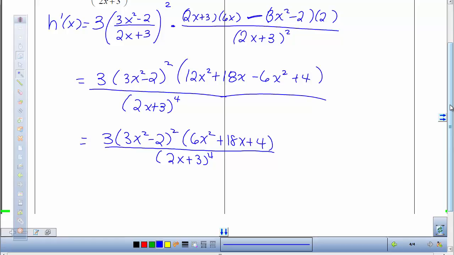We can stop at this point. It really just depends on what the question's asking us to do. So if I had to set this thing equal to 0, then I would need to go ahead and see if I can factor that 6x squared plus 18x plus 4. Questions about this?